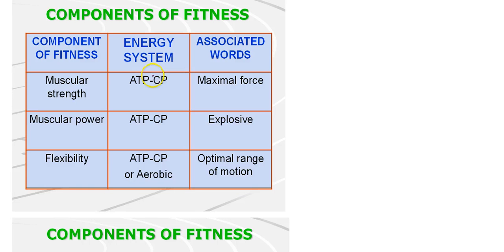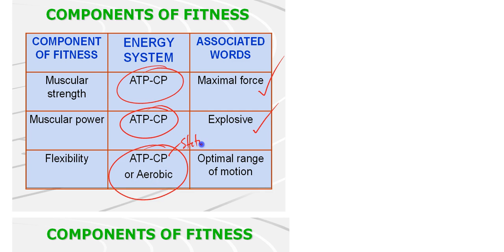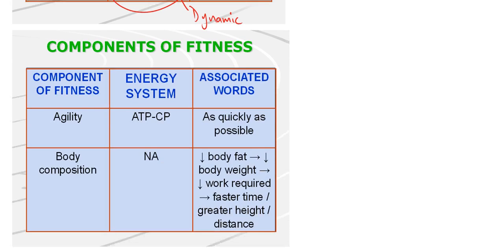Muscular strength is our ATP-CP system. It's one maximal contraction. Muscular power, again, ATP-CP system, and it is an action that's explosive. Flexibility could either be ATP-CP or aerobic, depending on whether it's going to be static or dynamic. And we're looking for an optimal range of motion. Agility is our ATP-CP system because we're trying to change direction as quickly as possible while maintaining balance.